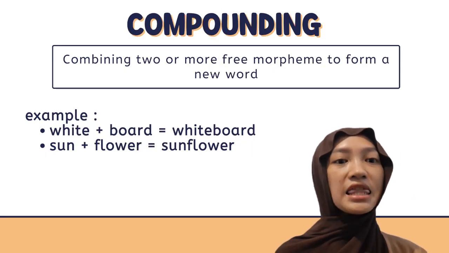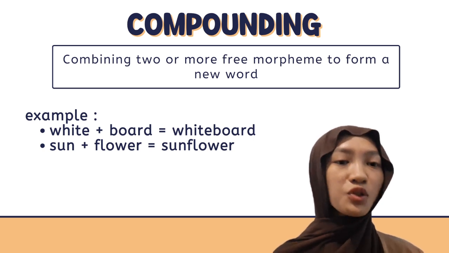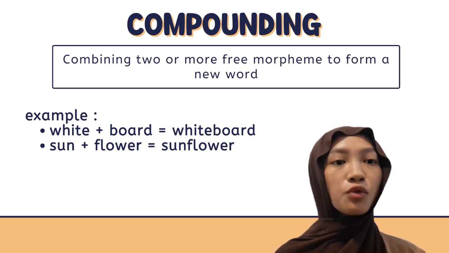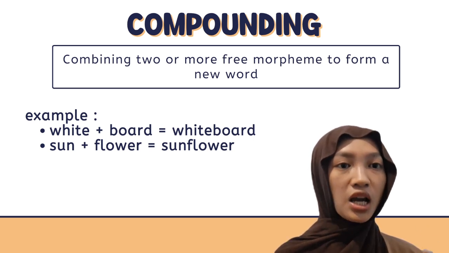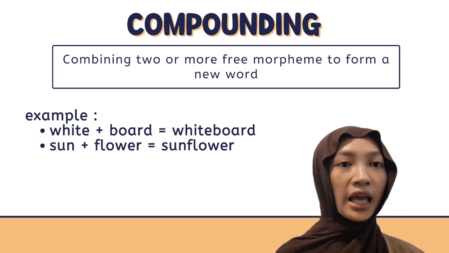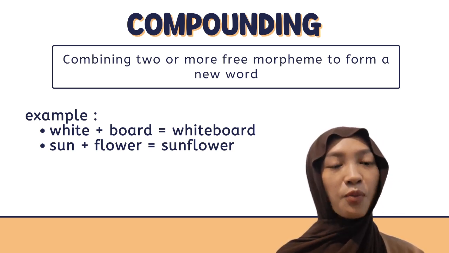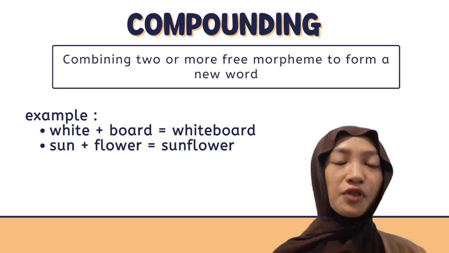Okay, and the next one is compounding. What is compounding? So guys, compounding is combining two or more morphemes to form a new word. For example, like white bird. White bird is from white plus bird. And another example is sunflower. So sunflower is from sun plus flower.